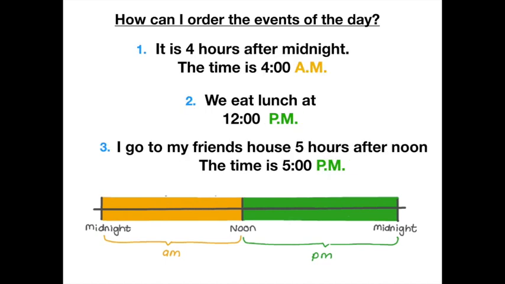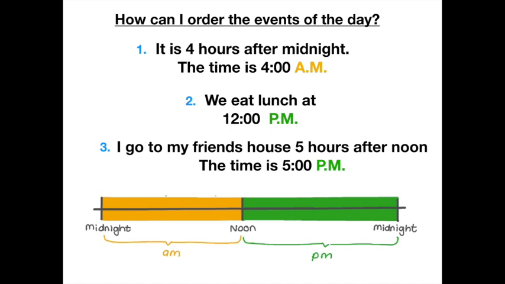So this is the order we can put those in. 4 AM comes first because it's in the AM. Second comes lunch at 12 PM, which is right in the middle of the day. And last comes going to my friend's house at 5 PM. Those are the order of the events in the day. If I said that something else occurred at 2 AM, I would have put that before this one. That one would have gone first because 2 is smaller than 4, so that occurred first.